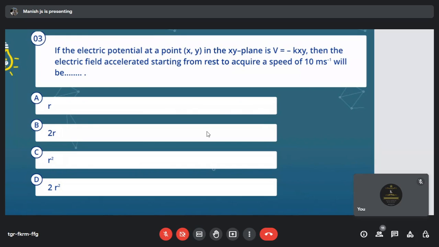So what will be the resultant? Under root of x square plus y square, right? Because you are taking the xy plane. So that will be the resultant of the electric potential vector at that point. So you find the resultant and then substitute the value. So V is equal to minus kxy is what they have represented. So if you substitute minus kxy, it is k square times x square plus y square. So you will get the relationship.